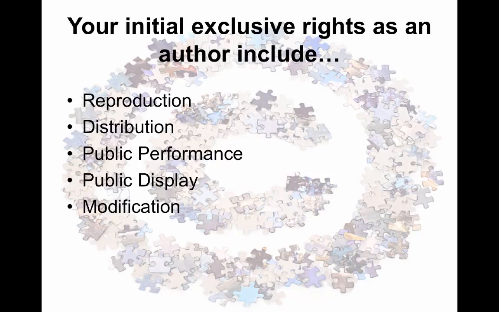Before signing any publication agreement, you have certain exclusive rights as an author. Until you assign these rights to someone else, you are the only party who can use your work in these ways. Your initial exclusive rights as an author include, first, the right to reproduce your work or make copies. Second, the right to distribute copies of your work. Third, the right to publicly perform your work. Fourth, the right to display your work in public. And finally, you have the exclusive right to modify your work or prepare derivative works based on the original material.